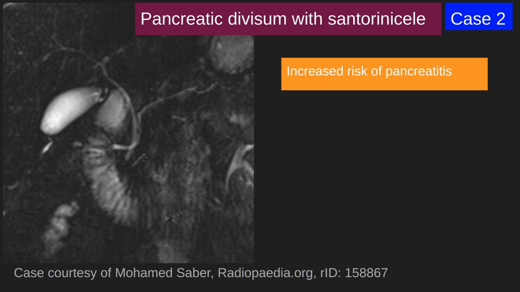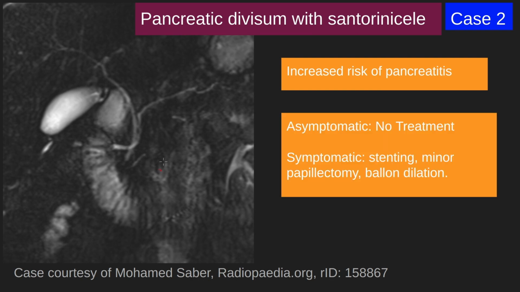Crossing duct sign. Pancreatic divisum increases the risk of pancreatitis. In asymptomatic patients, there is no treatment necessary. But in symptomatic patients, for example, if they have recurrent pancreatitis, they can benefit from stenting or minor papillectomy, which decompresses the pancreatic duct, and balloon dilatation. But in asymptomatic patients, no treatment is needed.